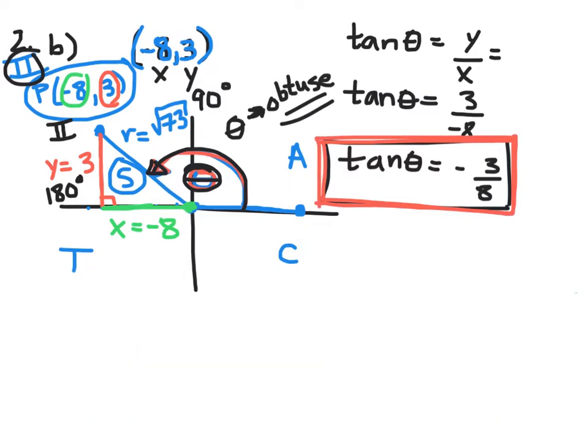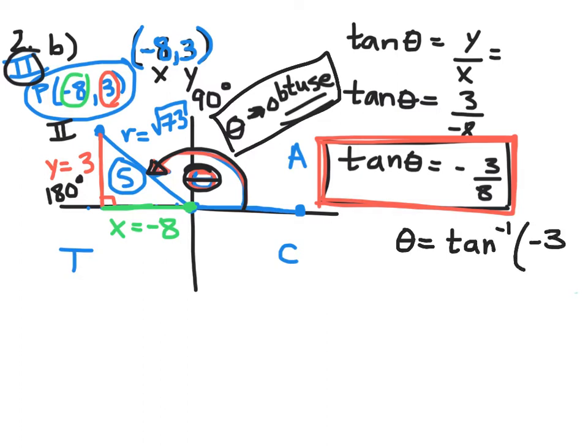Just remember that the answer must be between 90 and 180. So if I go about my business from last year and figure out what theta is equal to, I bring tan to the other side, and this ends up being tan inverse of negative 3 over 8. When I plug this into my calculator, rounding to the nearest degree like the textbook says, I end up with negative 20.55, so let's say negative 21 degrees.